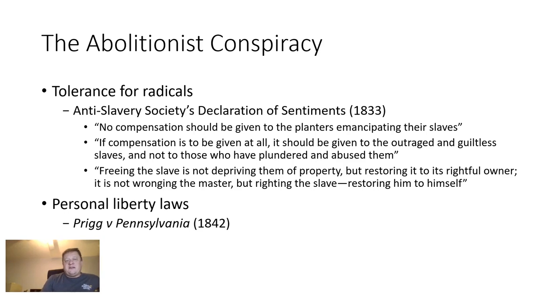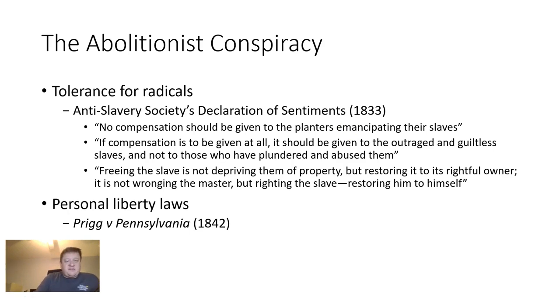The Anti-Slavery Society, in their Declaration of Sentiments in 1833, declared these very radical ideas. No compensation should be given to planters emancipating their slaves. If compensation is to be given at all, it should be given to the outraged and guiltless slaves and not to those who have plundered and abused them. Freeing the slave is not depriving them of property, but restoring it to its rightful owner. It's not wronging the master, but righting the slave, restoring him to himself.